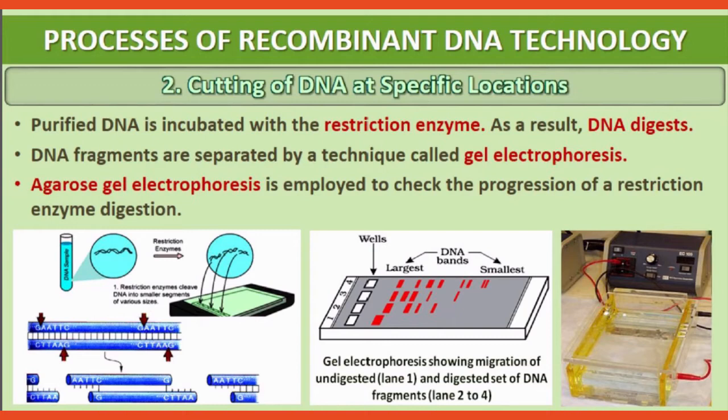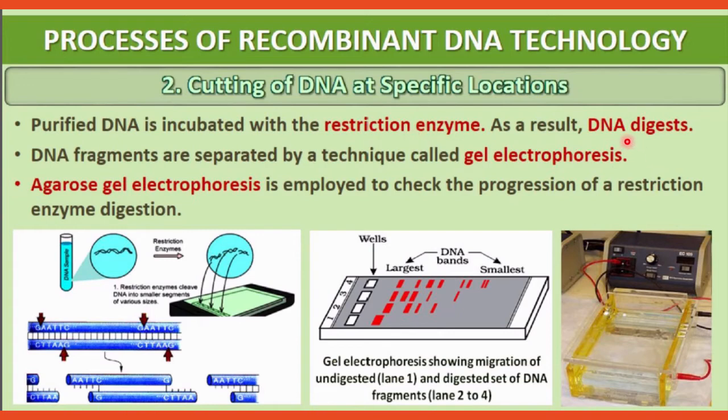the spooling of the DNA, cutting of DNA at specific locations will follow, and that is the second step of any recombinant DNA technology process. For that, the purified DNA obtained from the first step, that is isolation of DNA, is incubated with restriction enzymes. As you know very well, restriction enzymes are enzymes which cut the DNA at specific locations, and they act as biological or molecular scissors. As a result, DNA will be digested according to the recognition sites present on the DNA.